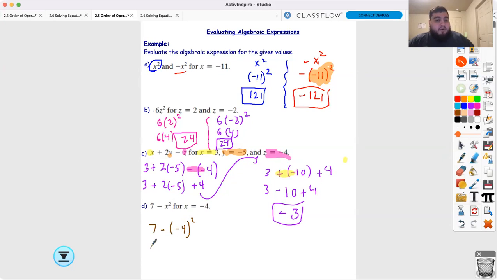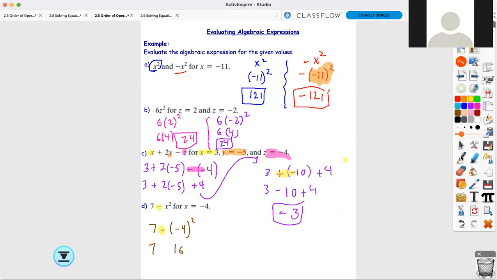-4 times -4 is a positive what? 16. Yeah. What is still there that has not disappeared? The minus.